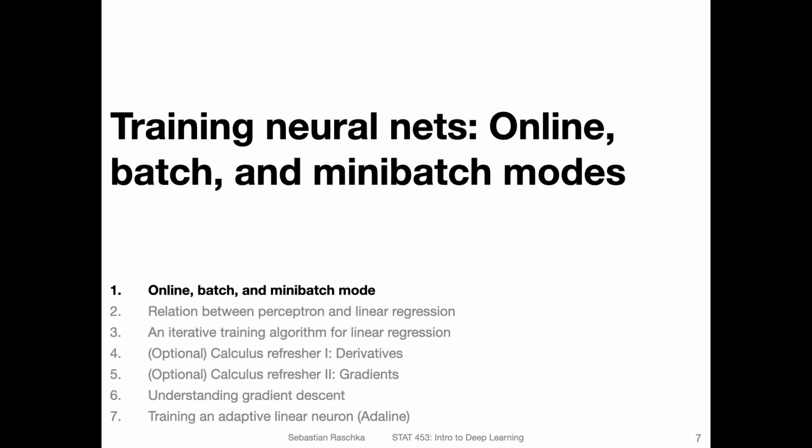Yeah, so in this video, I want to talk about the different ways we can train a neural network. So there's the online mode, the batch mode, and the mini-batch mode. And they refer essentially to how we utilize our data when we train a neural network model. So basically in which order we read the data regarding the training epochs, and also how we update our model. So these are general concepts that apply to any type of neural network.